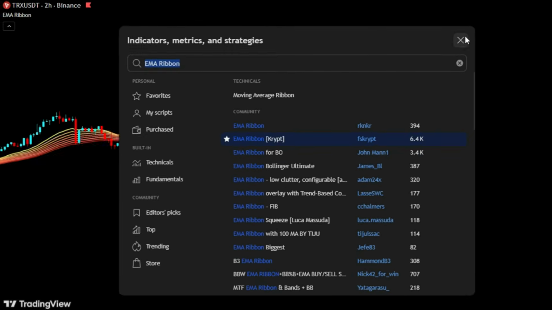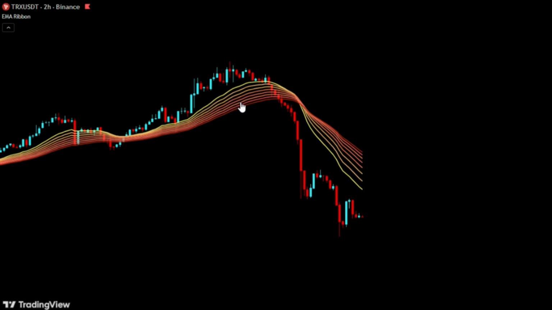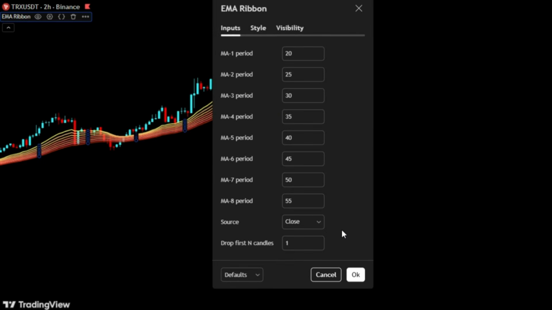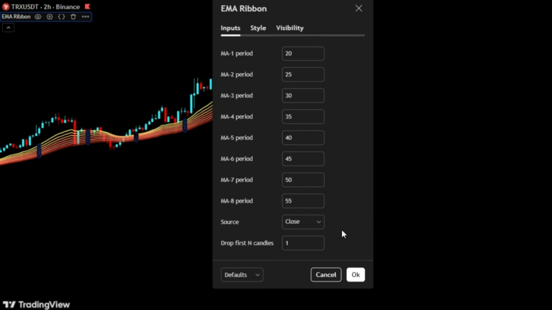Add it to the chart, and you will see it is attached to the candles. If you open the settings and go to the inputs, you will see multiple EMA values. This indicator combines 8 exponential moving averages into a single tool.